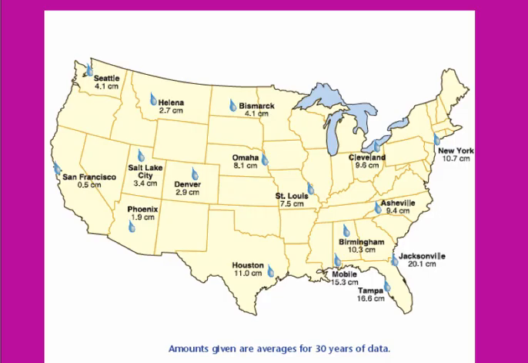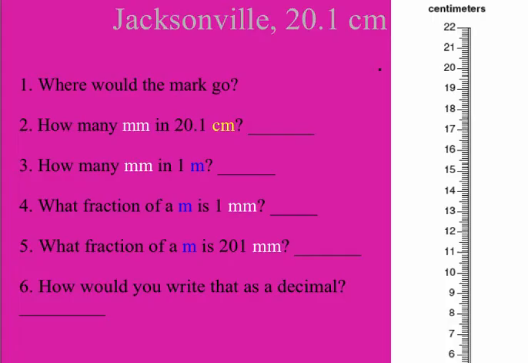So let's try some data here. Let's take a look at one of the rainiest cities during the month of September in the country, and that would be Jacksonville, Florida, down here in the southeastern part of the United States. Jacksonville gets 20 1/10 of a centimeter in the month of September on average.